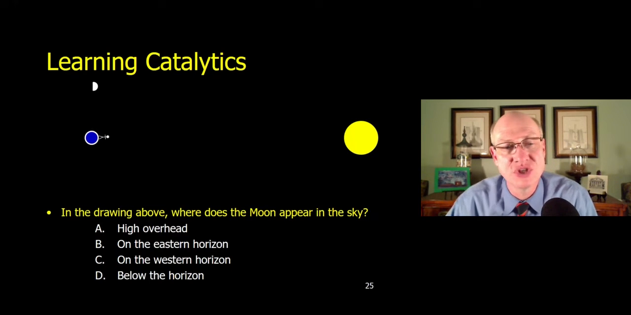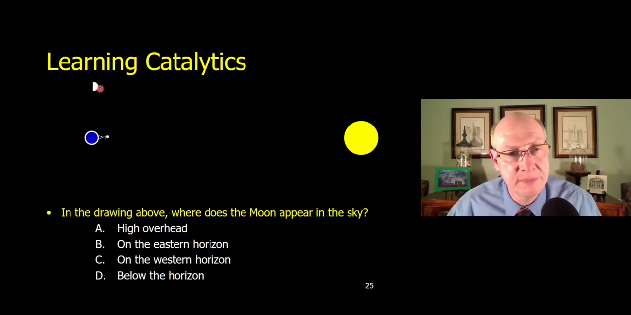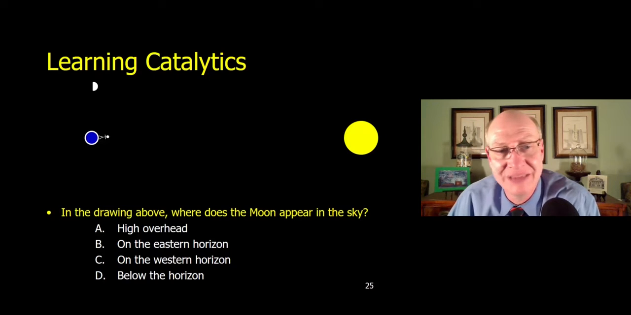I want you to answer this question right now. In the drawing above, where does the moon appear in the sky? Where does the moon appear to this observer? So here's the first quarter moon over here. We can eliminate high overhead. It is definitely not high overhead. The sun's high overhead. What time of day is it, by the way? I should have asked a Learning Catalytics question on this. I didn't, but what time of day is it? Take a few seconds to figure out the time of day for the observer.